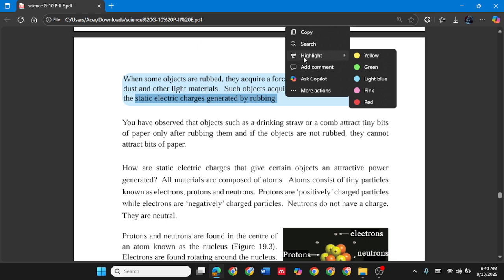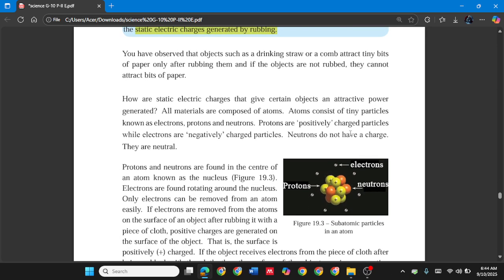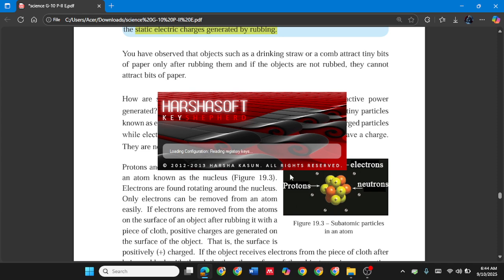So we discussed these things, and you have observed that objects such as a drinking straw or a comb attract tiny bits of paper only after rubbing them, and if the objects are not rubbed, they cannot attract bits of paper. How are static electric charges that give certain objects an attractive power generated? All materials are composed of atoms. Atoms consist of tiny particles known as what?